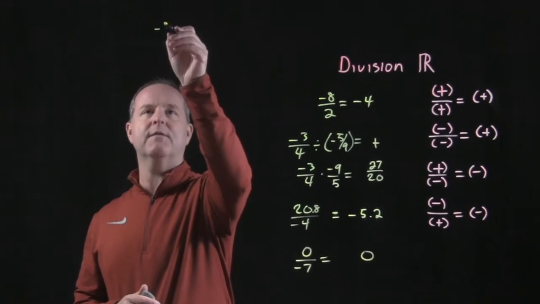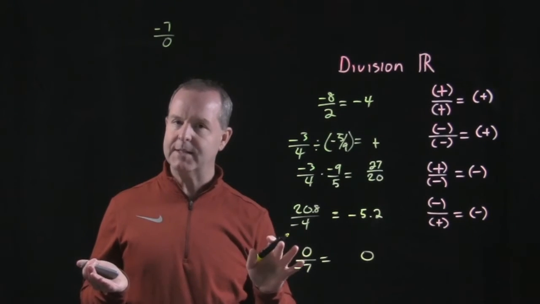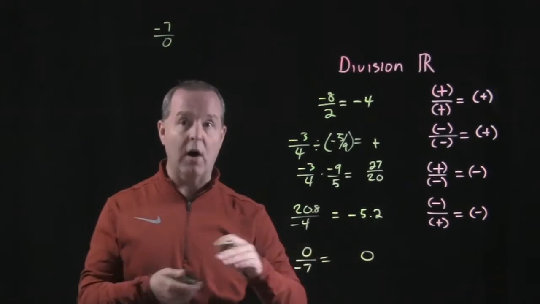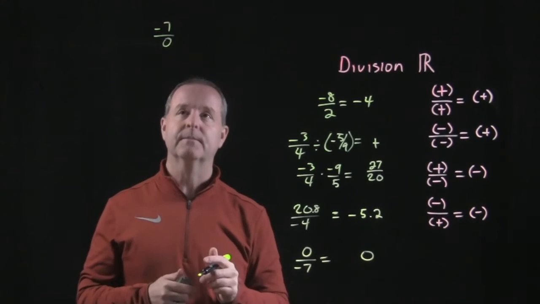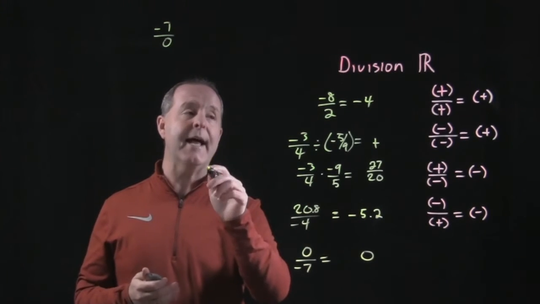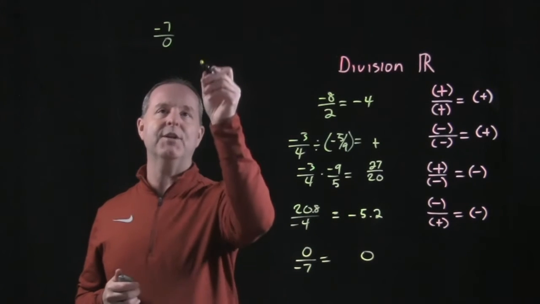So imagine I have negative 7 divided by 0. You've always heard, don't divide by 0. It crashes. It doesn't make sense. All things go crazy when you divide by 0, and you do. So what is this saying? Well, let's look at it in terms of how do we rewrite that as a multiplication problem.